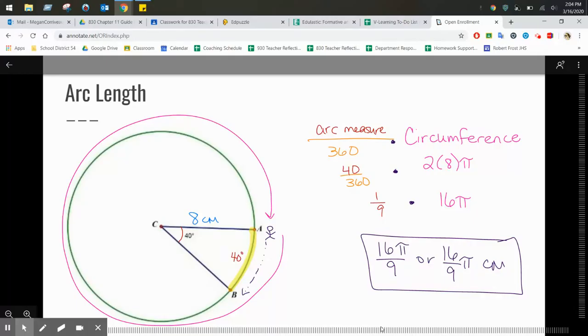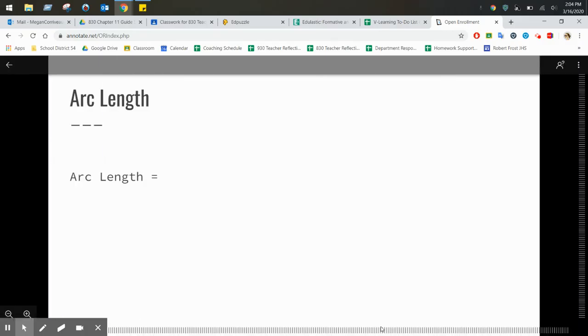So if I look at that, this part right here, that's the big idea for today. That's how we find arc length: you take the arc measure over 360 times the circumference. In fact, I have a place for us to write it down one more time right here. So it is arc measure, that's in degrees, out of 360 times the circumference. And that's the only formula from today. You're going to see in your practice problems and your homework how you can use that, but really that's the big idea.